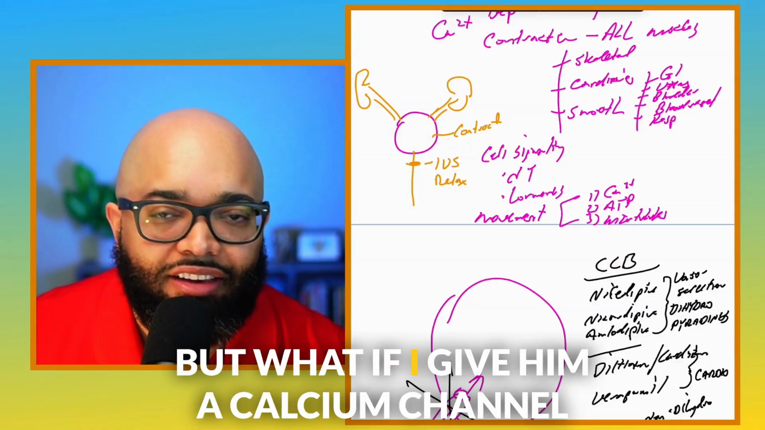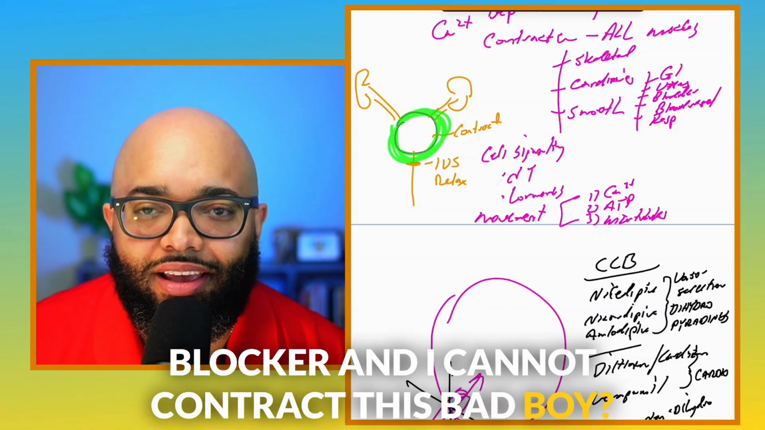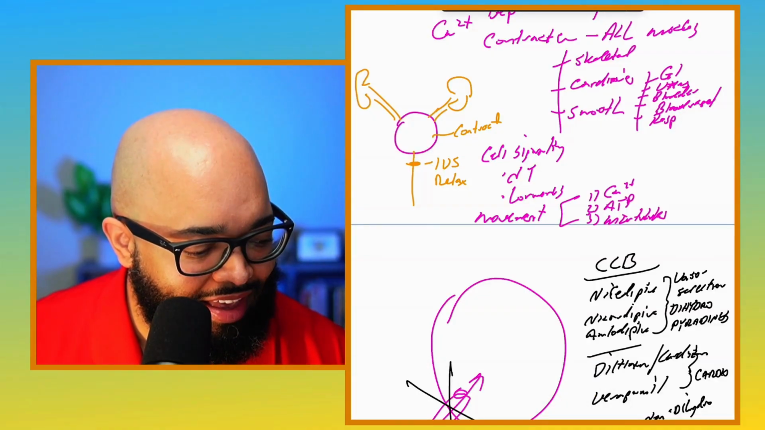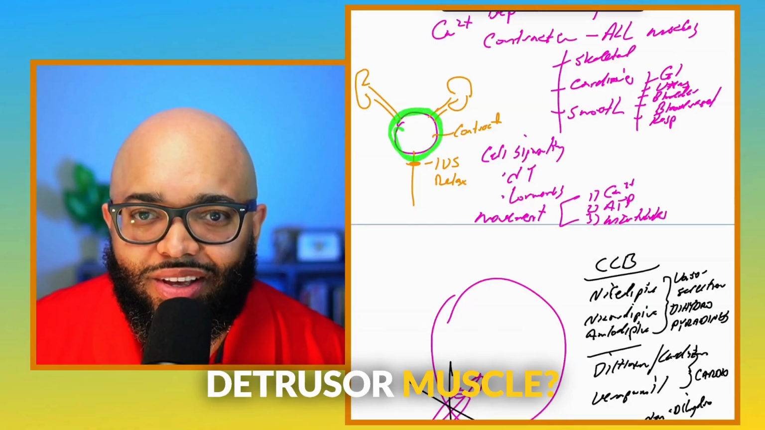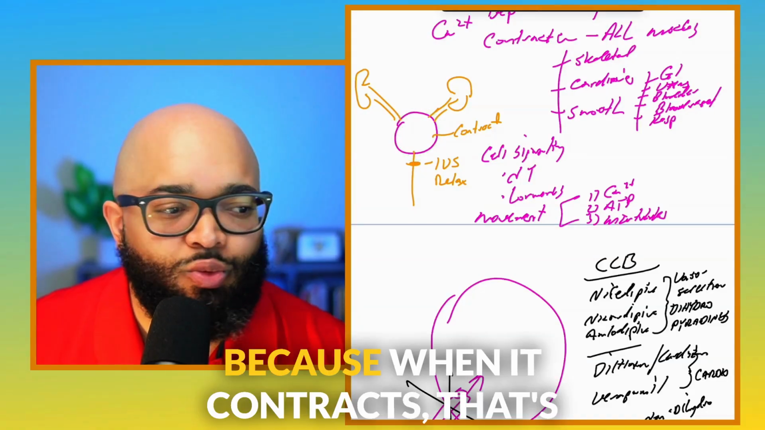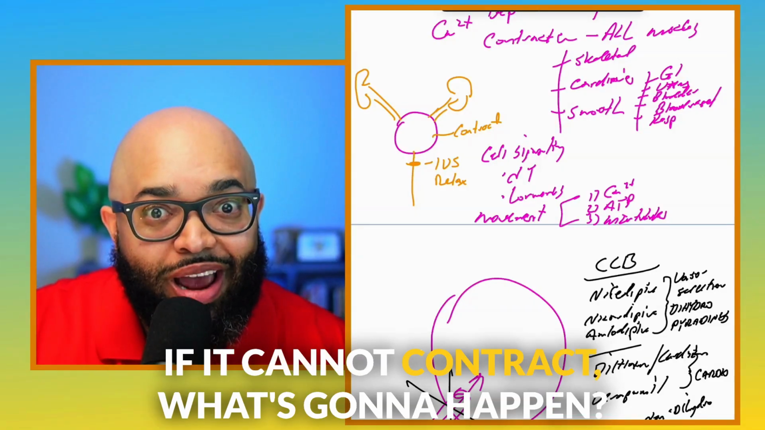But what if I give him a calcium channel blocker and I cannot contract this bad boy? What's going to happen? If I'm not able to contract the detrusor muscle, what happens to my urine? Because when it contracts, that's what helps me pee. If it cannot contract, what's going to happen?